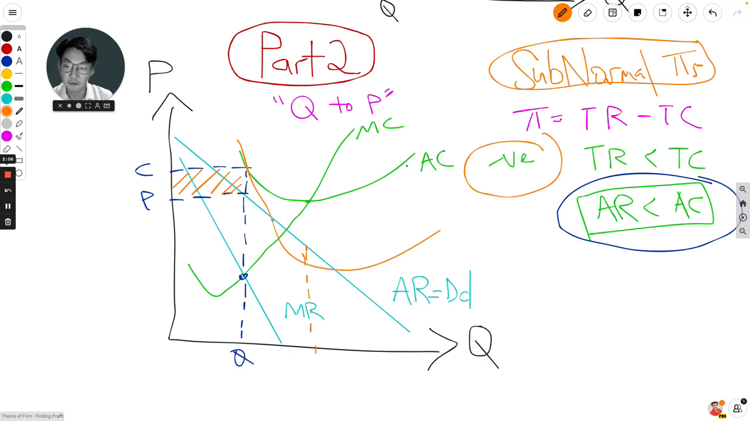Okay? So if profit maximization will lead the firm to be subnormal, then your AC curve cannot have any intersection with your AR, okay, and it has to be just above your AR curve. So that's the way we do it.